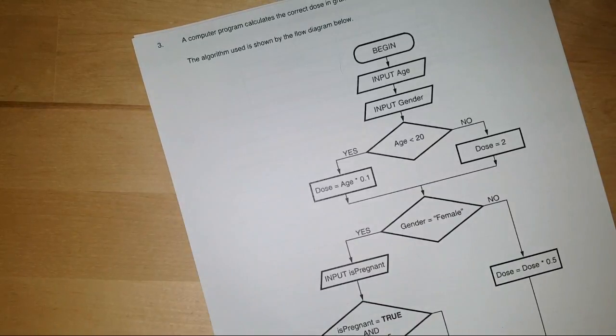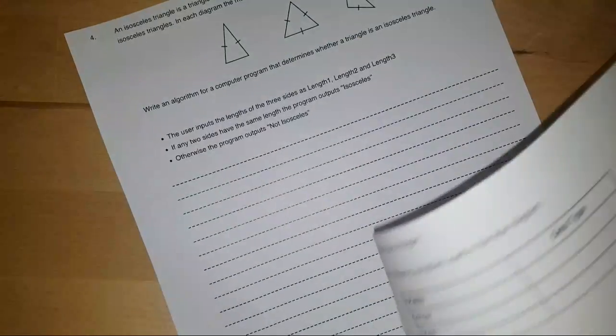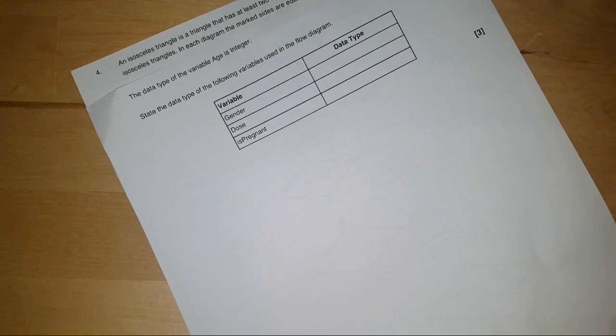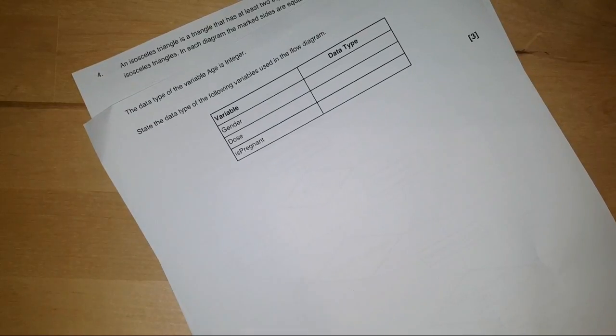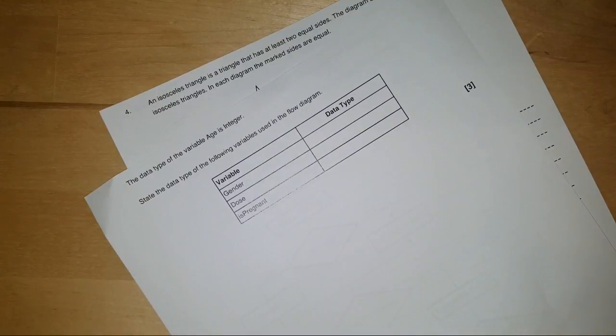Okay, number 3. This is another straightforward one. We've done this flowchart a number of times now, but I just wanted to go through these ones here. So these are the data types. Okay, so gender. Do we have any ideas what the data type for gender would be? Just comment if you think you know it. Or not.